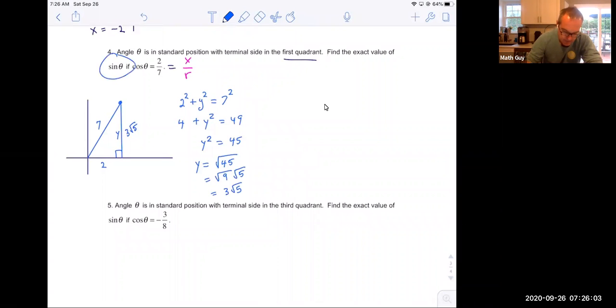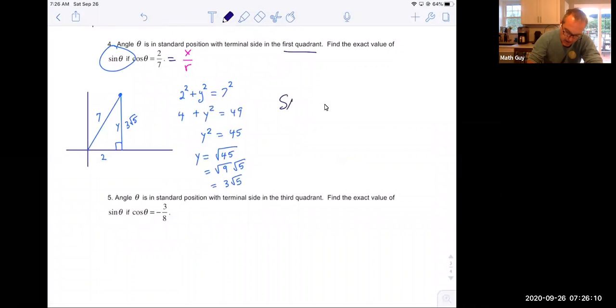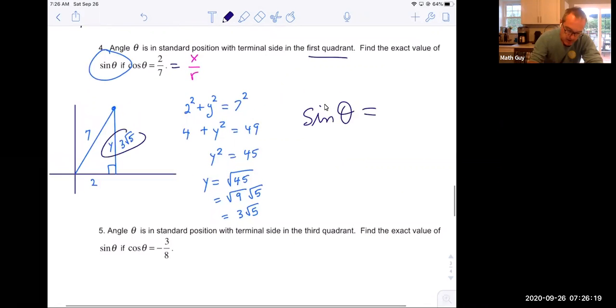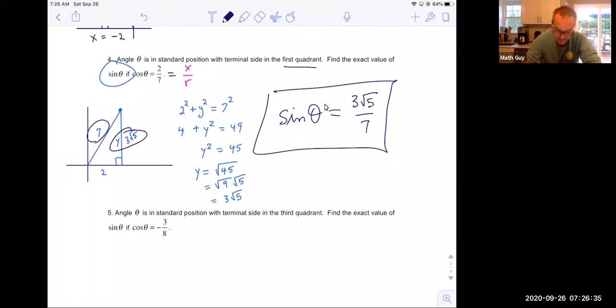Okay, so what did I want for this one? I wanted to find the sine, right? They gave me the cosine. Can you find the sine? Sure, because I have all my coordinates. I got my x, I got my y, and I got my radius, I got r. So sine is y over r. So it's 3 root 5 over 7. Hey, it looks hideous. The further you go in math, the worse your answer looks, the better chances are you got it correct. How do you like them apples, huh? 3 root 5 over 7.